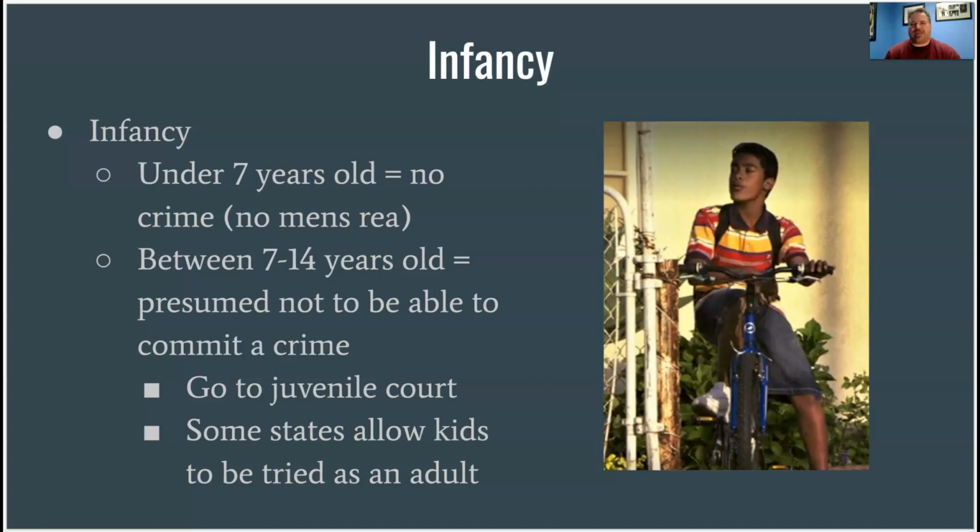Again, a transitional gray area between the ages of 7 and 14. You're presumed not to be able to commit a crime due to that lack of requisite mens rea, but some states maintain a juvenile justice system, their own juvenile court system for people under the age of 18. Some states will punish kids as adults if they commit certain felonies with sufficient aggravating facts or aggravating conditions surrounding the case that they could charge them as an adult. So again, check your jurisdiction.